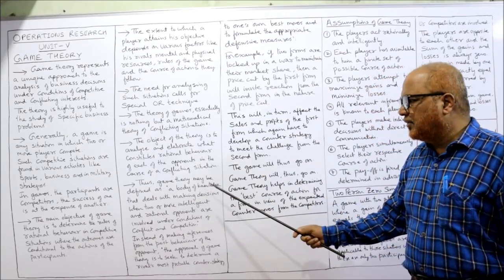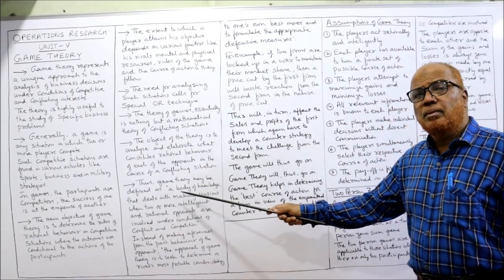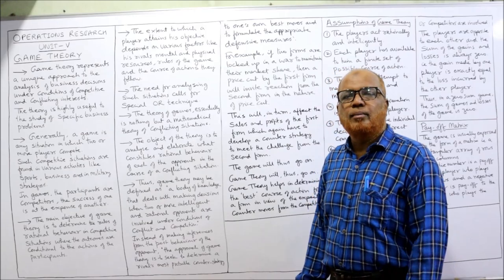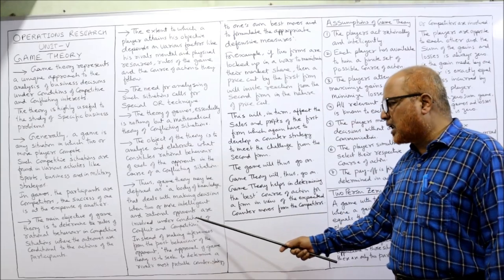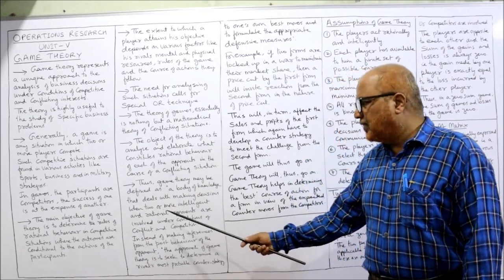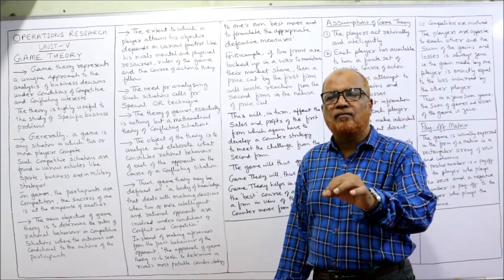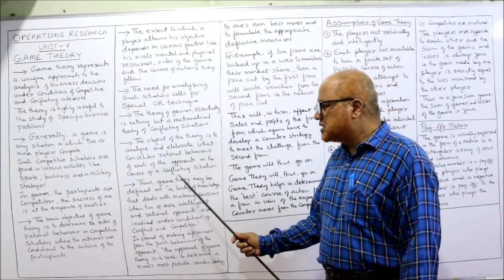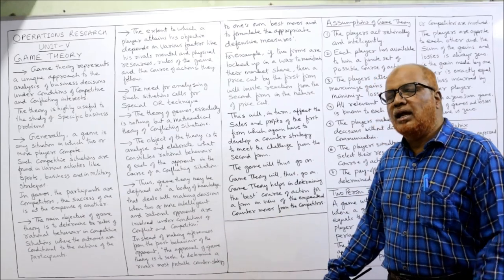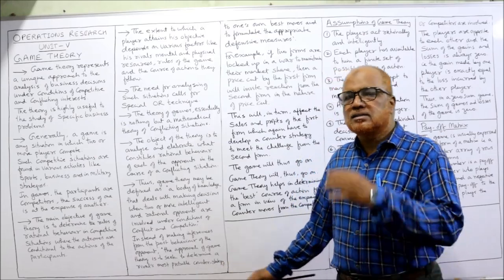Thus, lastly, I am going to explain the definition of game theory. Game theory may be defined as a body of knowledge that deals with making decisions. First of all, it is used for making decisions when two or more intelligent and rational opponents are involved. Secondly, they are involved under conditions of conflict and competitive situation. So three things you have to remember: it is a body of knowledge that deals with decision making, where two or more intelligent and rational opponents are involved under conditions of conflicting and competitive situation. That is the definition of the term game theory.